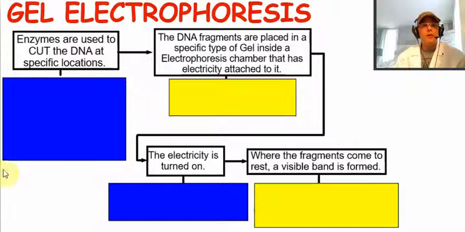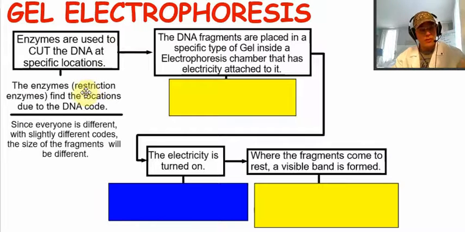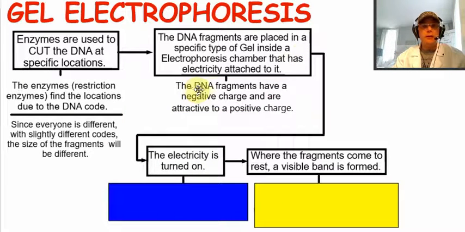This is another way if you prefer seeing it this way. Enzymes are used to cut the DNA at specific locations. The enzymes, restriction enzymes, find the locations due to the DNA's code. The DNA fragments are placed in a specific type of gel inside an electrophoresis chamber that has electricity attached to it. The DNA fragments have a negative charge and are attracted to the positive side and repelled by the negative side as well.